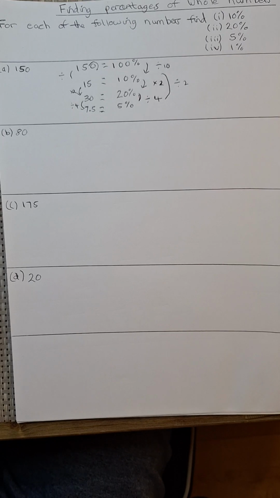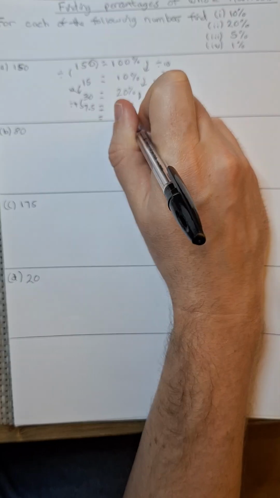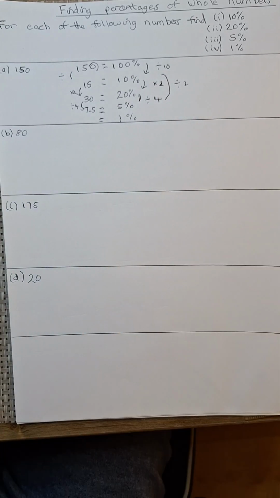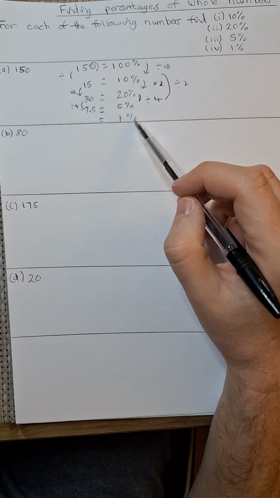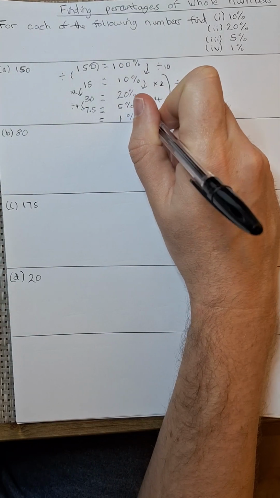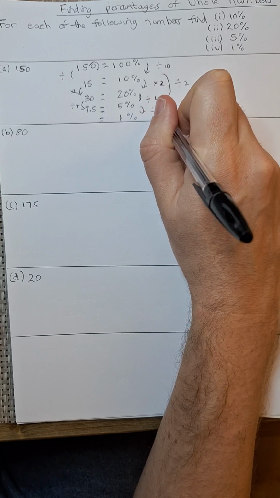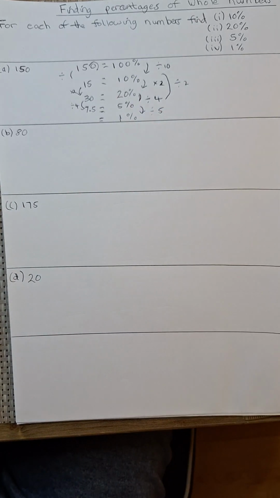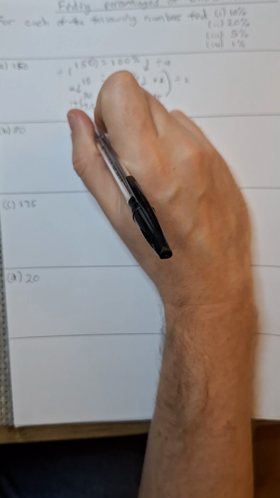Now 1%. We can use any one of these as our base. So I'm going to use 5%. To get from 5% to 1%, we divide by 5. And therefore we do 7.5 divided by 5, which is 1.5.